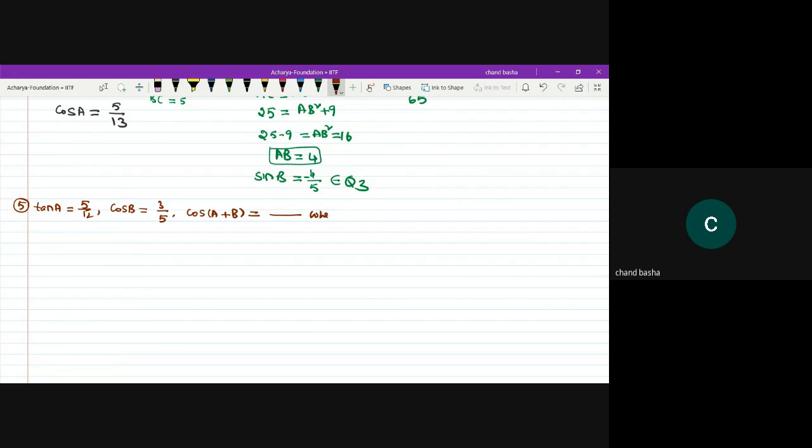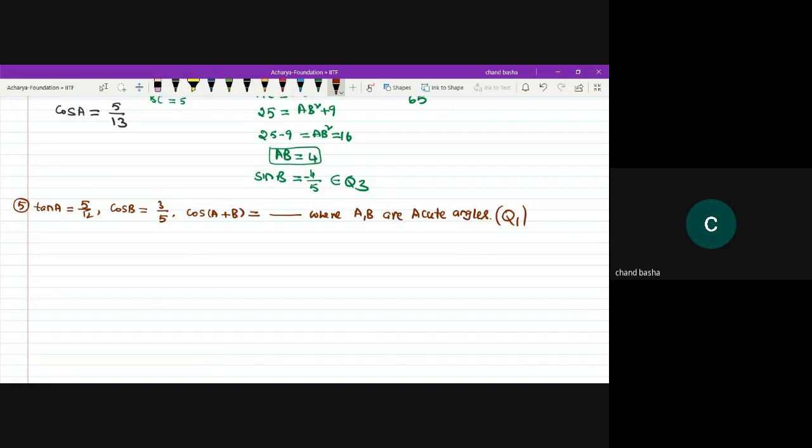Where A, B are acute angles. Acute means less than 90 degrees. Right, that means 0 to 90. That means you can play in the first quadrant, quadrant number 1. Clearly he has given that both are in quadrant number 1.